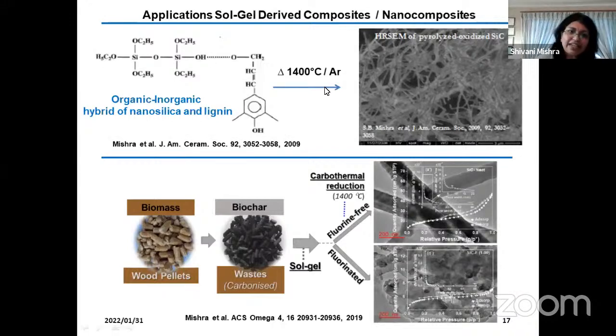So based on the same fundamentals of developing silicon carbide, I chose another material, which was wood pellets converted into wood chars, and then I did the carbothermal reduction, the same kind of reaction conditions, and I happened to achieve this silicon carbide.